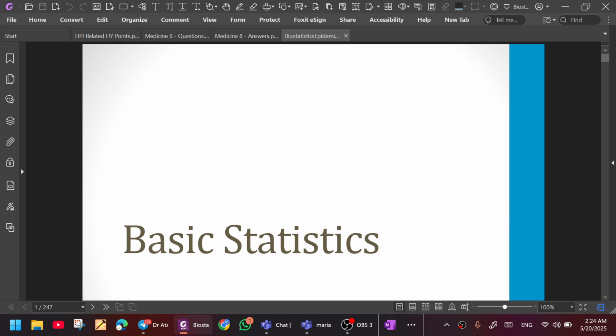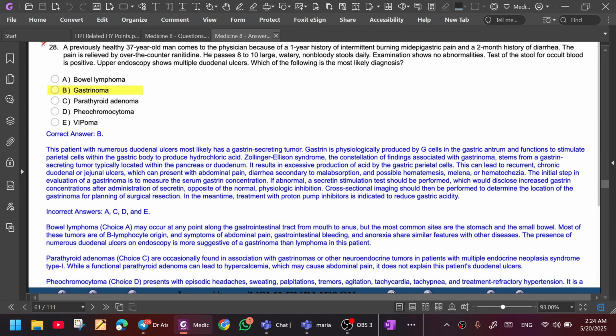It results in excessive production of acid by the gastric parietal cells. This can lead to recurring chronic duodenal and jejunal ulcers, which can present with abdominal pain, diarrhea secondary to malabsorption, and possibility of hematemesis, melena, hematochezia. The initial step in evaluation of gastrinoma is to measure the serum gastrin concentration. If abnormal, a secretin stimulation test should be performed, which will disclose increased gastrin concentrations after administration of secretin, opposite of the normal physiologic inhibition.